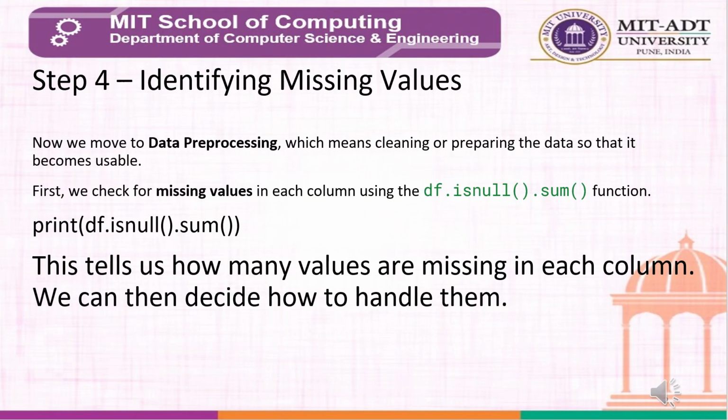The next step, that is the fourth step, is identifying missing values. Now we move to data processing, which means cleaning and preparing the data so that it becomes usable. First, we check for missing values in each column using df.isnull().sum(), the function you are using. This tells us how many values are missing in each column. Then we can decide how to handle them.